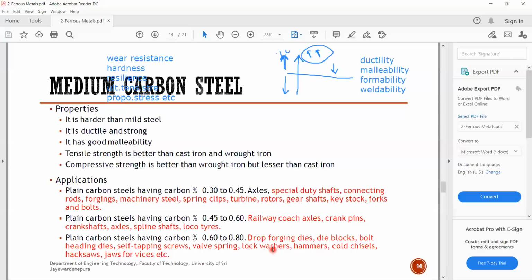But in this case, medium carbon steel can be heat treated to improve the strength, right? Then, as I said earlier, these are the properties of that, and then according to the percentage of carbon, the applications are different. So these are the applications where you can use this kind of medium carbon steel.